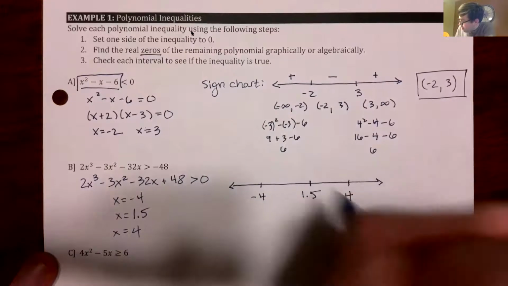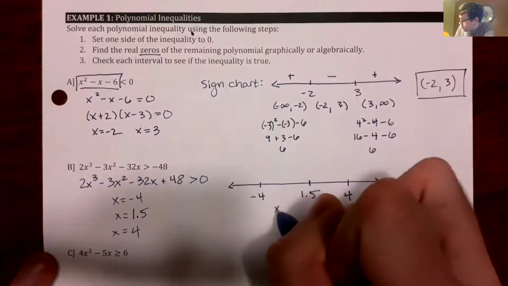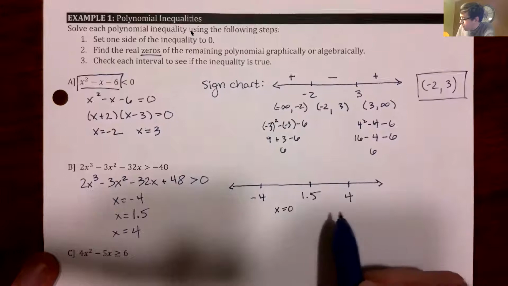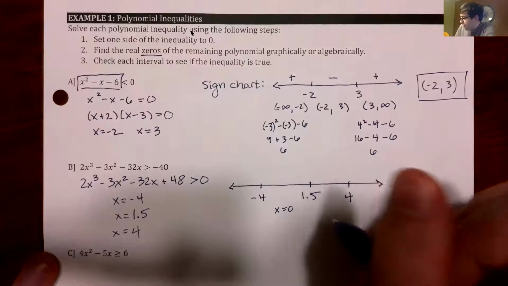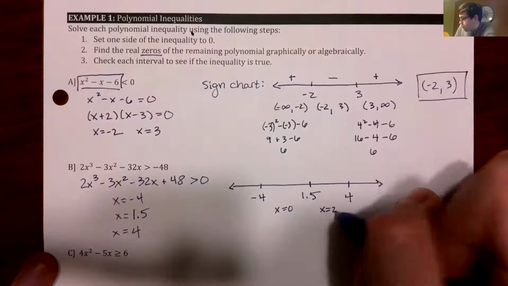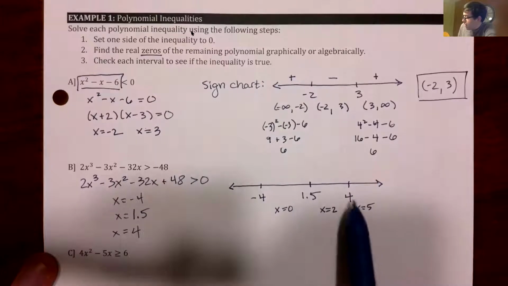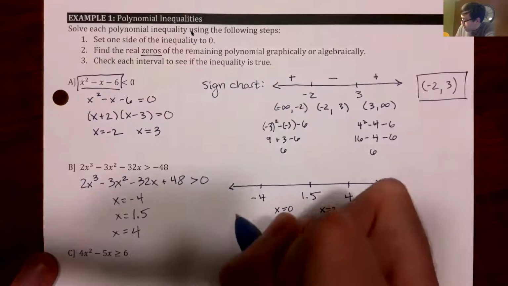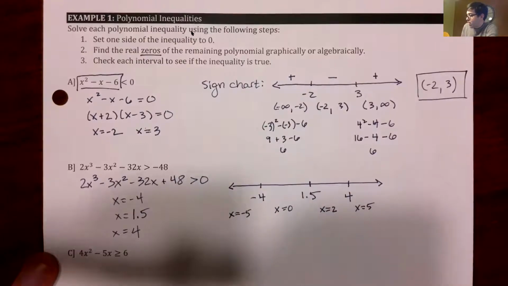I always want to use 0 if it's available, because that's really easy to plug in. So I'm going to plug in 0 for this interval. And now I'm going to plug in the number that's closest to 0 but is still an integer, a positive or negative whole number. So between 1.5 and 4, I'm going to plug in 2. Between 4 and infinity, I'm going to plug in 5. And remember, we can't plug in 4 because that's on the endpoint of the interval. And then something below -4, I'm going to pick -5. So I'm going to try each of these 4 numbers and see how it goes.